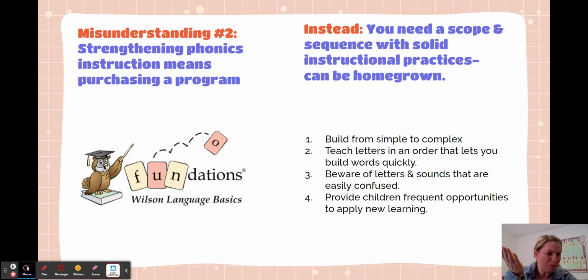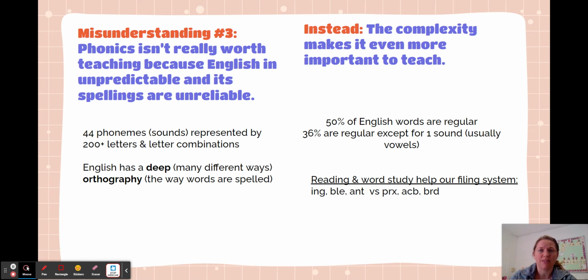So it doesn't mean you have to buy a program. For example, if in 3rd and 4th grade you're finding some things that your kids are missing, this is something that we could totally work on together to build into some small group opportunities. But it doesn't have to be a huge program.